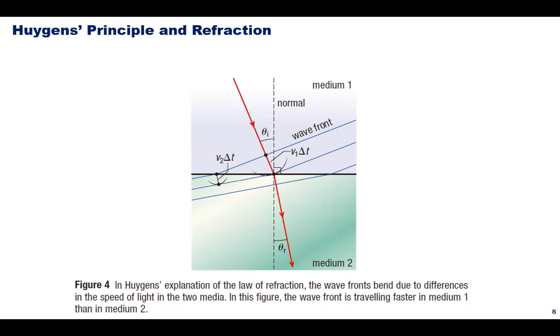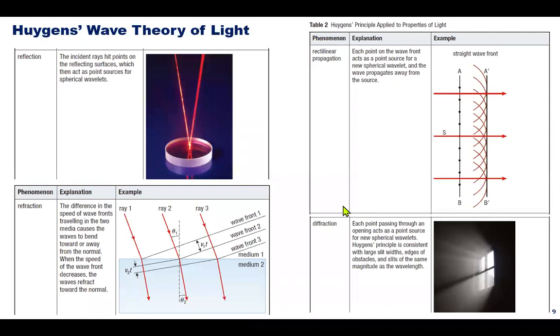Okay, so now let's make a summary. This table shows or summarizes the application of Huygens' principle to the properties of light. Also, we'll talk about the four phenomena separately.